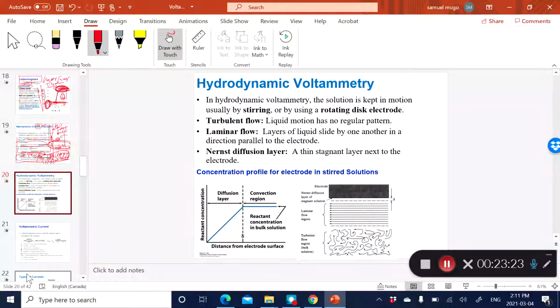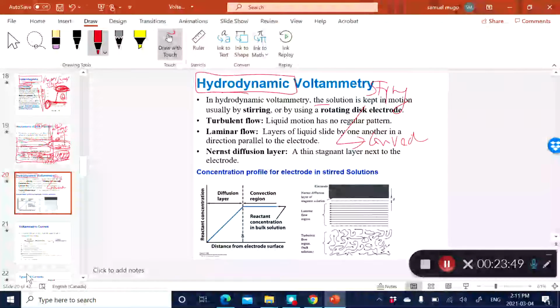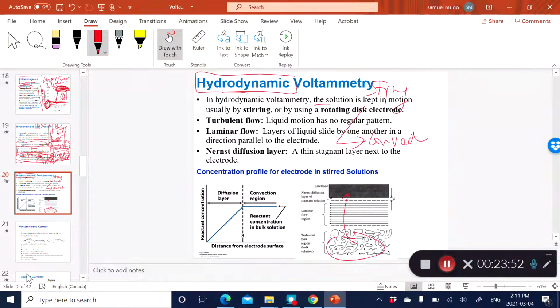So hydrodynamic voltammetry refers to when you are actually increasing the transport of your analyte by stirring. Anytime you are doing convection, meaning you are either rotating the electrode, or maybe you even put in a stir bar, so that you can increase the movement of the analyte from the bulk solution to the surface of the electrode, you call that type of technique hydrodynamic voltammetry.